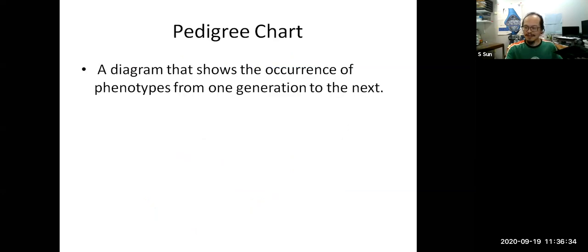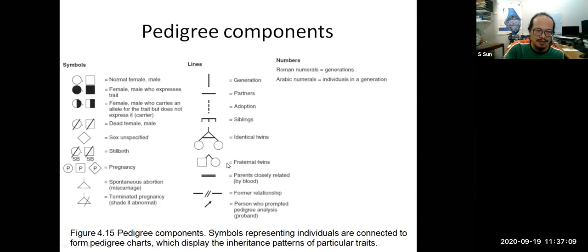Now, another concept, another terminology is the pedigree chart. A pedigree chart is a chart to show the family tree, okay? It's a diagram to show the occurrence of the phenotype from one generation to the next. So it's basically a family tree, and it looks like this one here.